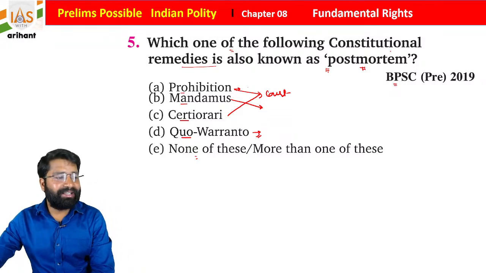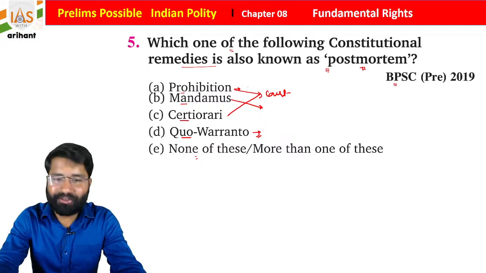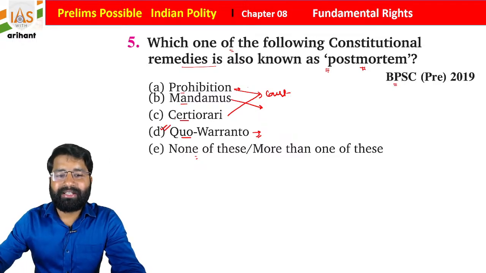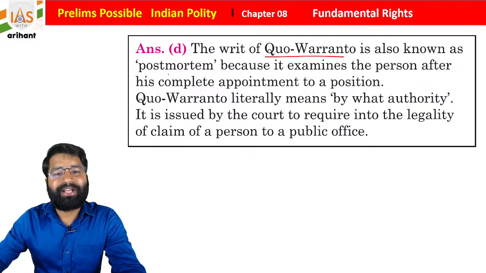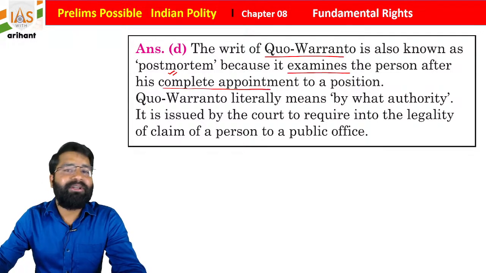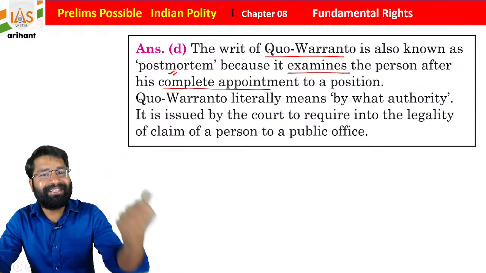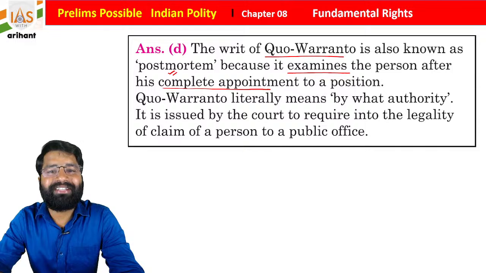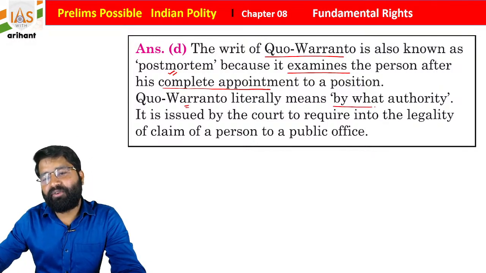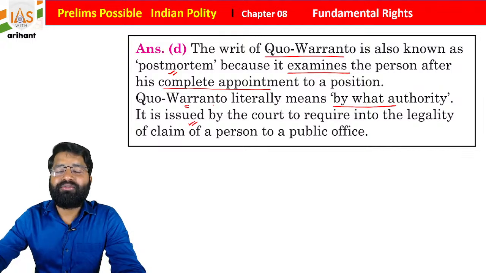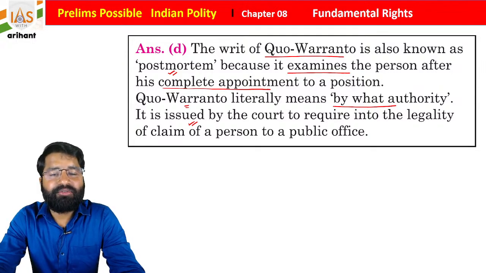This is another important thing that you must know. I hope you all are getting it. So quo warranto is going to be the right answer, and we have the explanation too. The writ of quo warranto is also known as post-mortem because it examines the person after his complete appointment to a position. If someone got it, then there will be a background check. In that case, students, it is called post-mortem. Quo warranto literally means by what authority, and it is issued by the court to inquire into the legality of a person's claim to a public office.